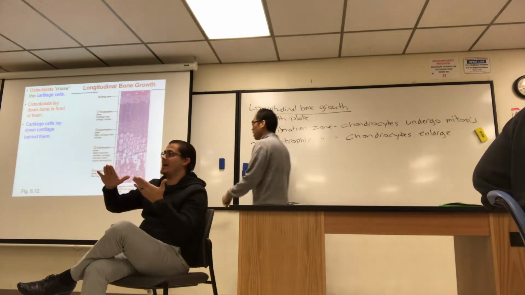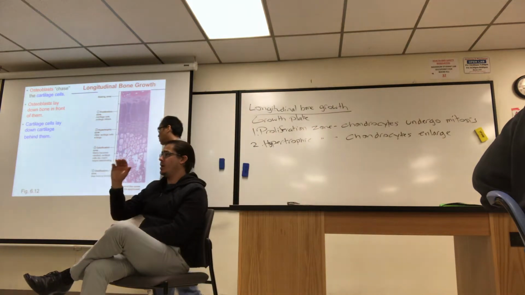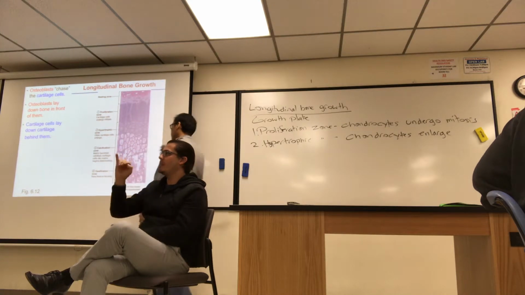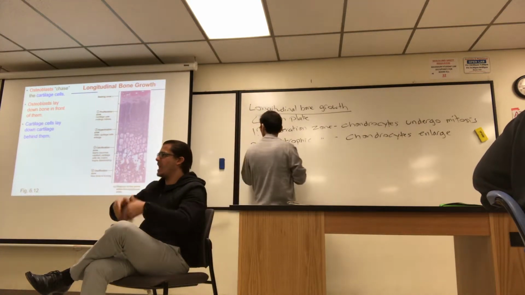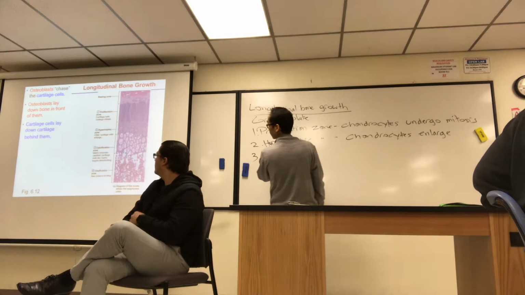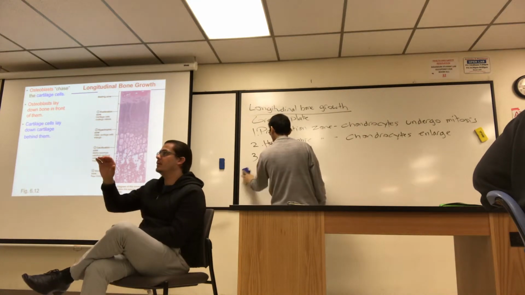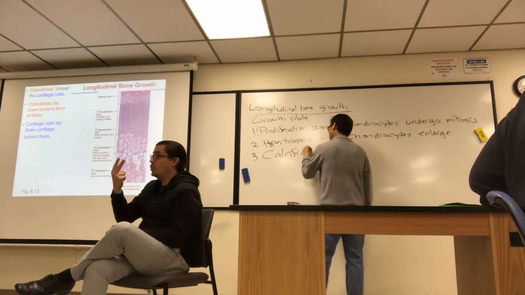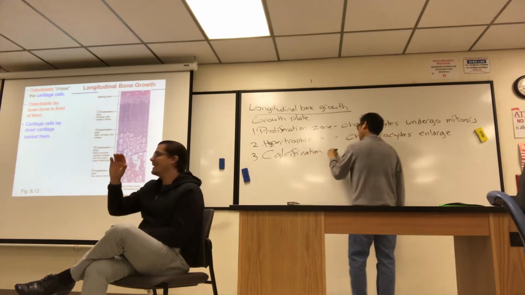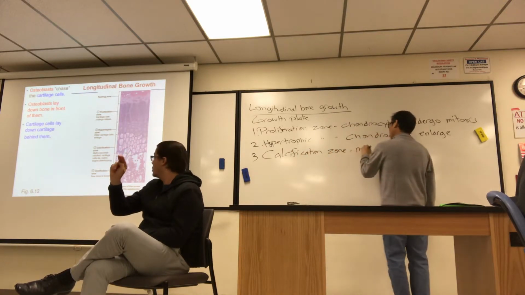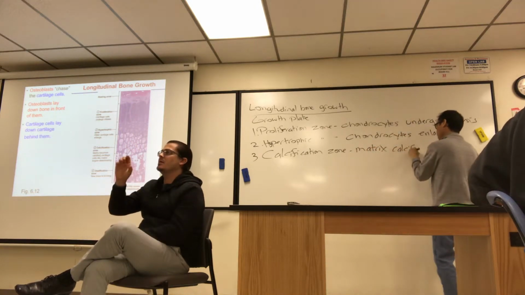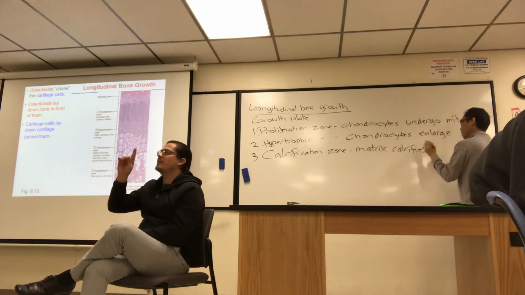Then they die after they get calcified. So number 3 is the calcification zone. The matrix becomes calcified and that kills off the chondrocytes. So the matrix is going to degrade. Calcification zone. Matrix calcifies, chondrocytes die.